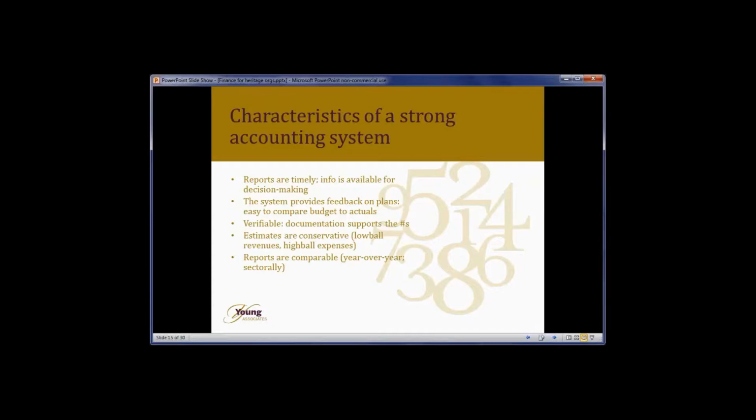Your accounting system should be able to provide feedback on plans. So you need to structure yourself in such a way that it's easy to compare your budget to the actual accounting results. Your accounting system should be verifiable. What that means in accounting terms is that you should have paper documentation that supports the figures on your report. The gold-plated standard would be that every financial transaction that your organization undertakes should have an accompanying piece of paperwork.